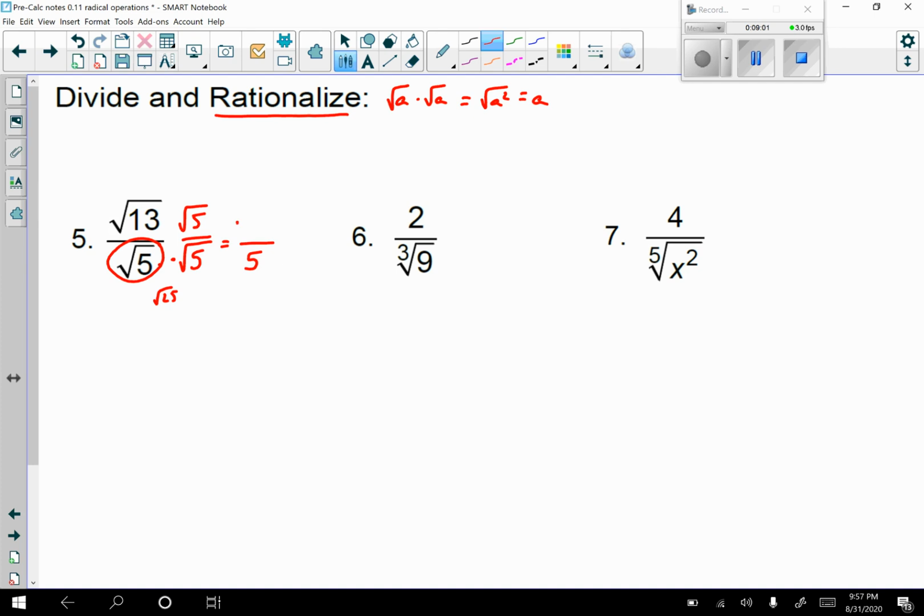Root 13 times root 5, we can multiply the insides. That is 65. That breaks into 13 and 5. No pairs in there, so we're done. Root 65 over a whole number, 5. That's rationalized. So what does that mean when we have different roots?